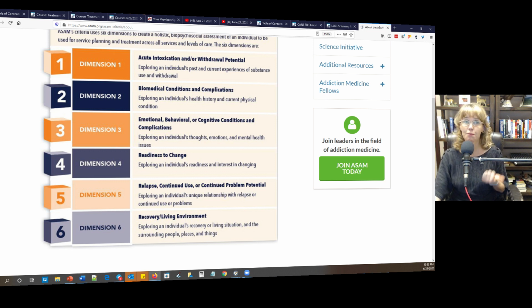Biomedical conditions and complications. That can include everything from cirrhosis to chronic pain to diabetes, anything that might be complicating the picture. Emotional, behavioral, or cognitive conditions and complications. Readiness for change, relapse or continued problem potential, and the supportiveness of their recovery and living environment. This one is probably the most broad. Well, this one and the LOCUS are relatively broad.